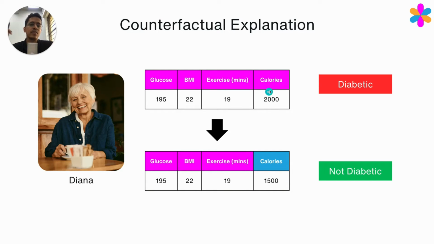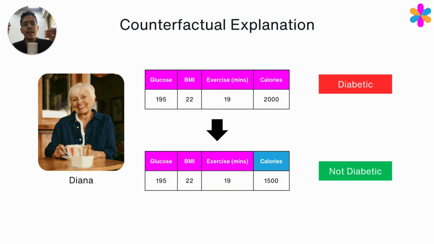So here the only feature that we have changed, in fact, is the calories. Calories have been decreased. It may also happen that if she had increased the exercise duration, or kept the BMI the same but reduced the glucose level, all of those might have also helped in her going from being diabetic to being not diabetic, and these are all counterfactual explanations.